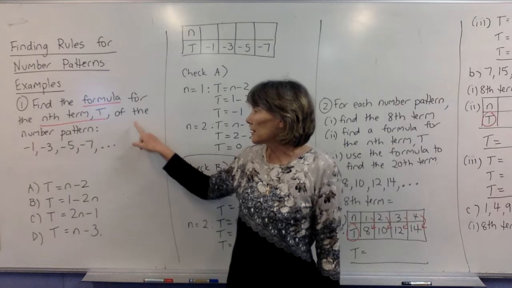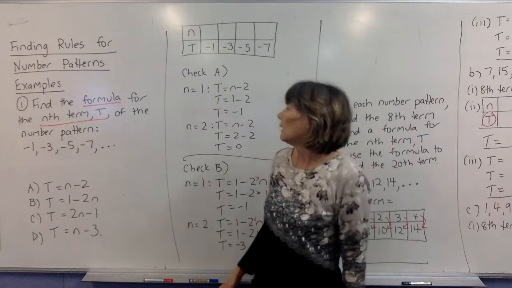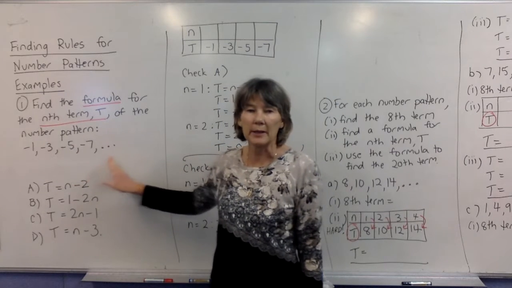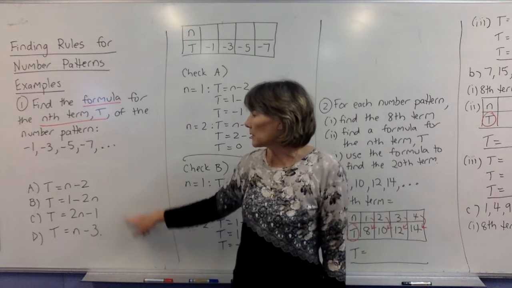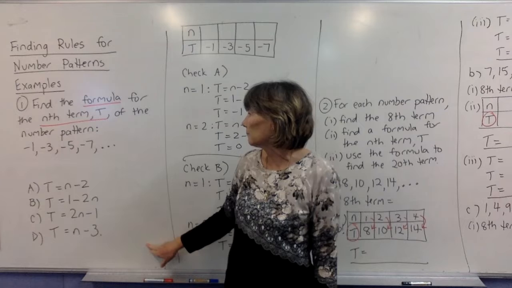So in this question it says find the formula for the nth term, which they've called t, of the number pattern -1, -3, -5, -7, etc. And this one's multiple choice, so they've given you 4 options and you've got to work out which one's correct.